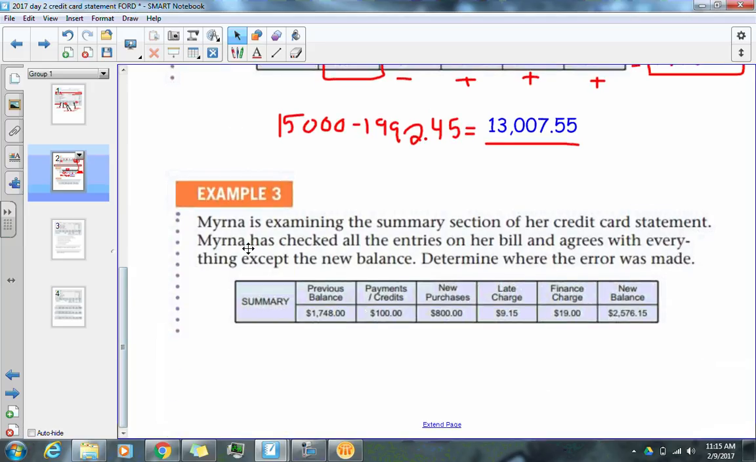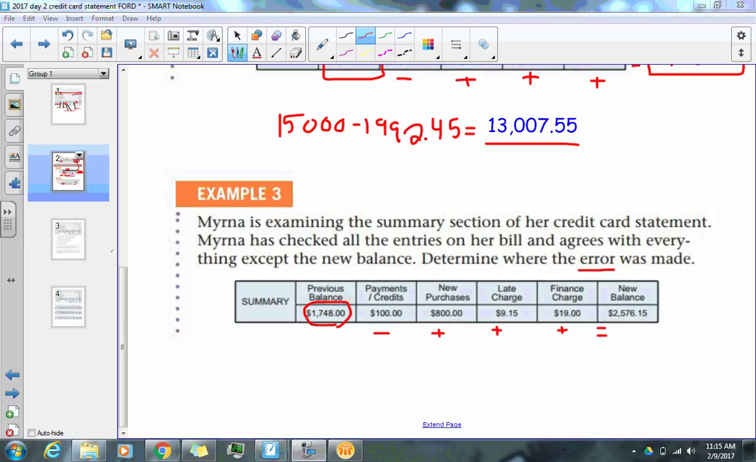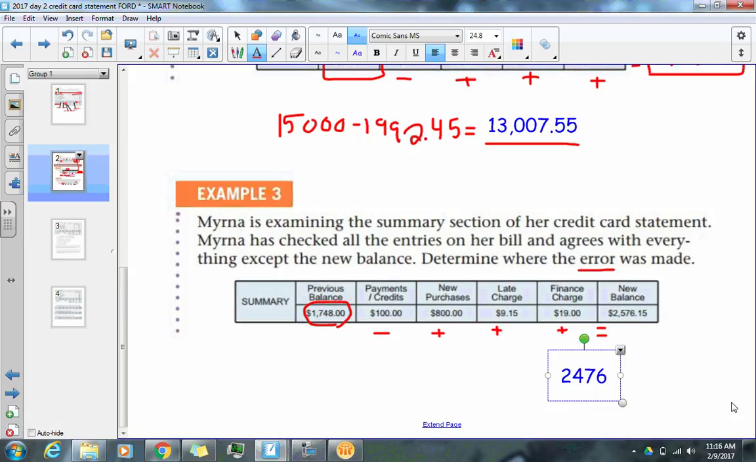All right, example number 3. This person is examining the summary section of a credit card statement, and she's checked all the entries and determined where the error was made. So apparently we know there's going to be an error here. Well, remember, starting with the previous balance, minus, plus, plus, plus, does that equal the $2,576? And the answer is no, it doesn't. It ends up equaling $2,476.15.